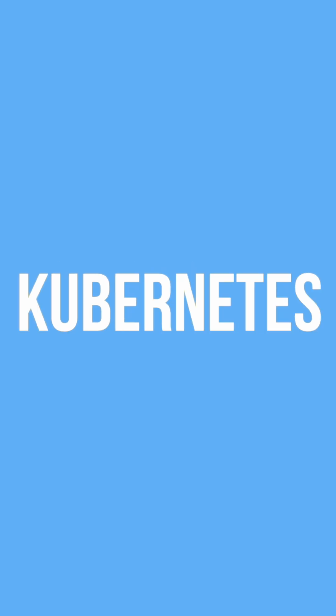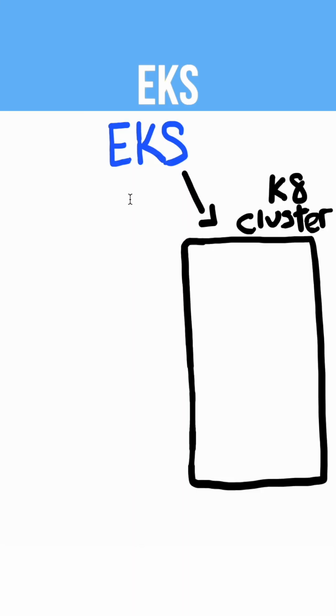What is the Elastic Kubernetes Service, EKS? Amazon EKS is a service that makes it easier for you to manage your Kubernetes cluster. A Kubernetes cluster will contain a control plane, which is a collection of processes that manage the cluster's state.